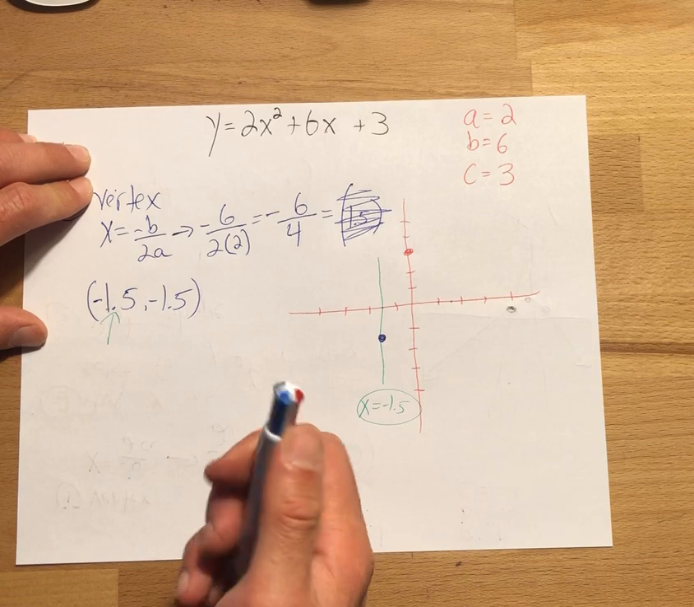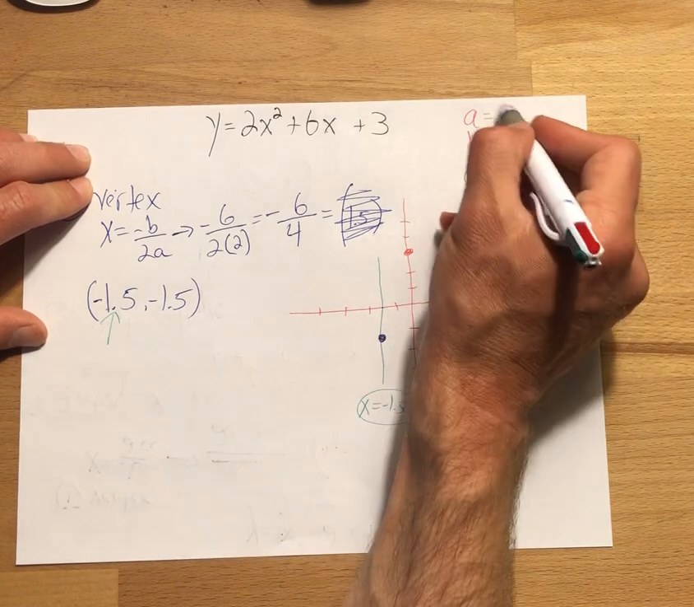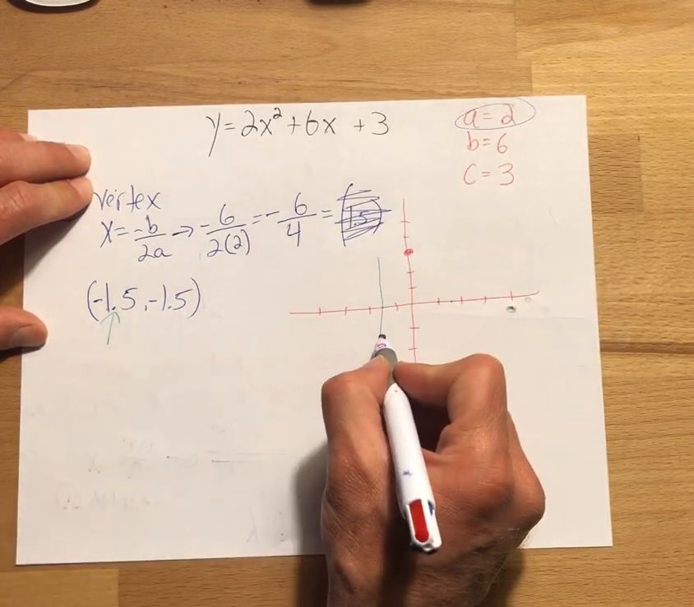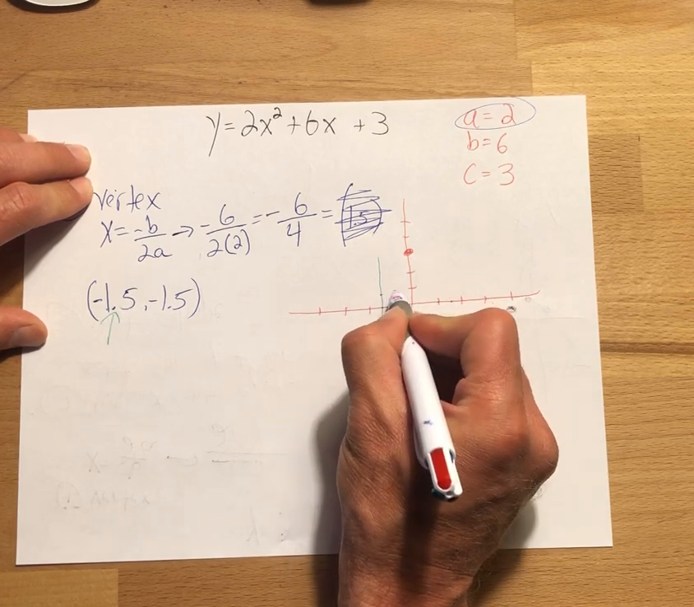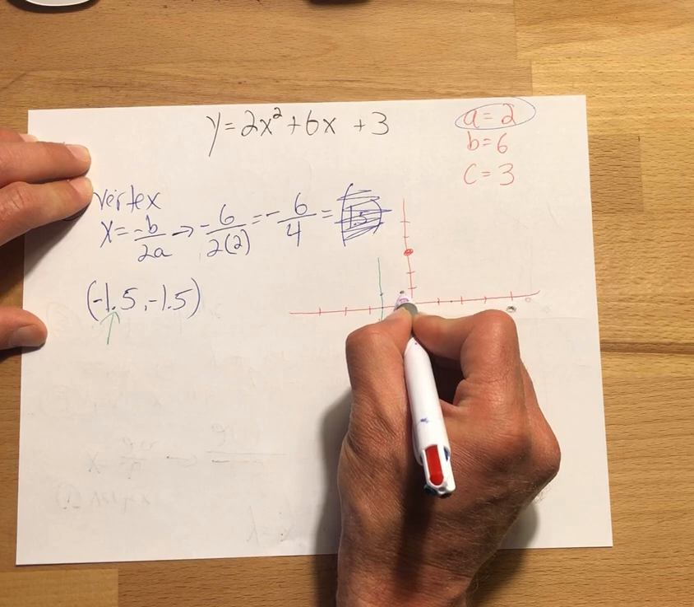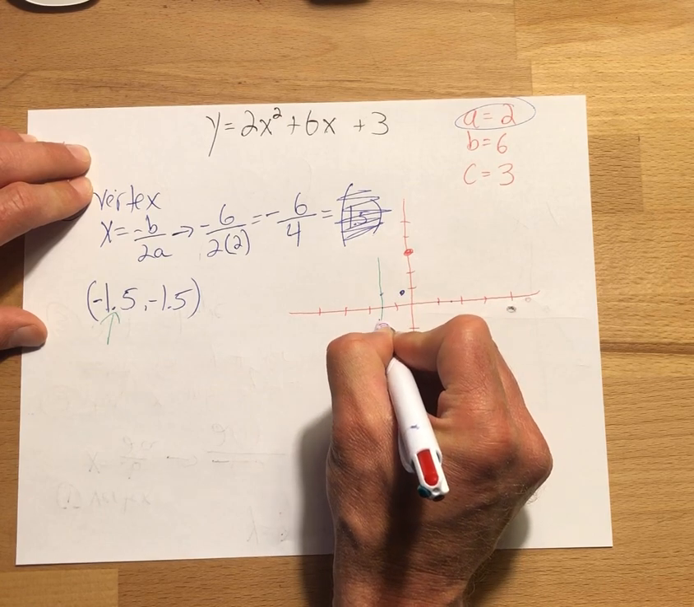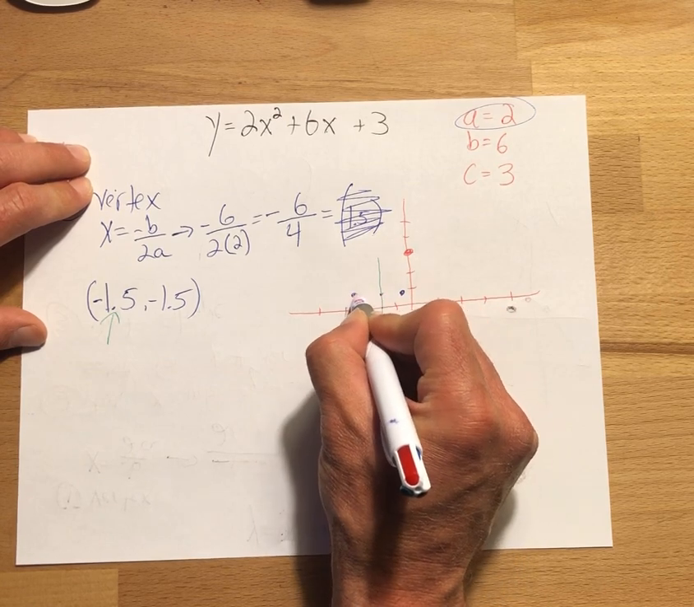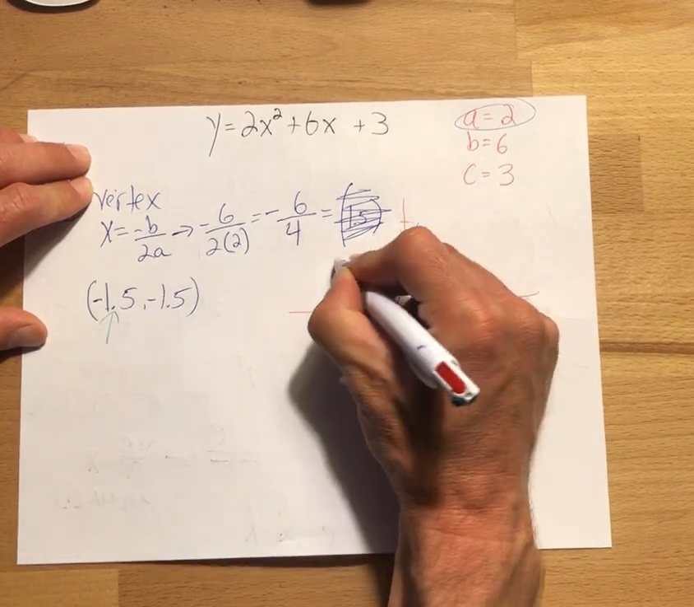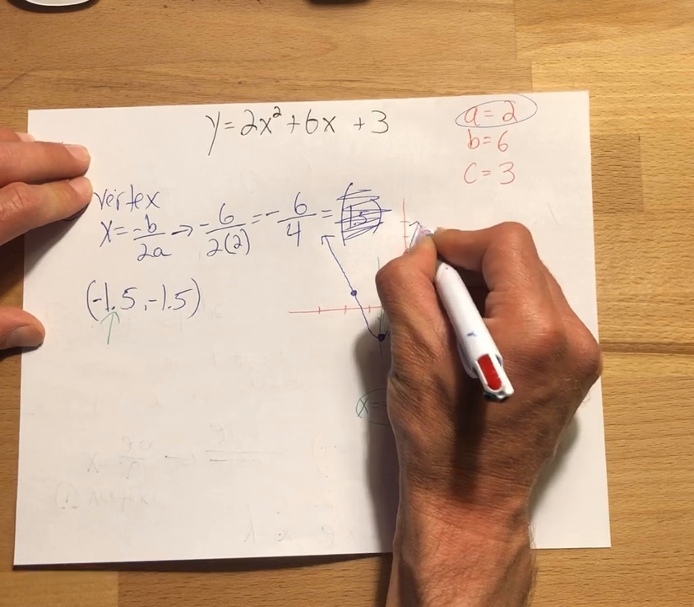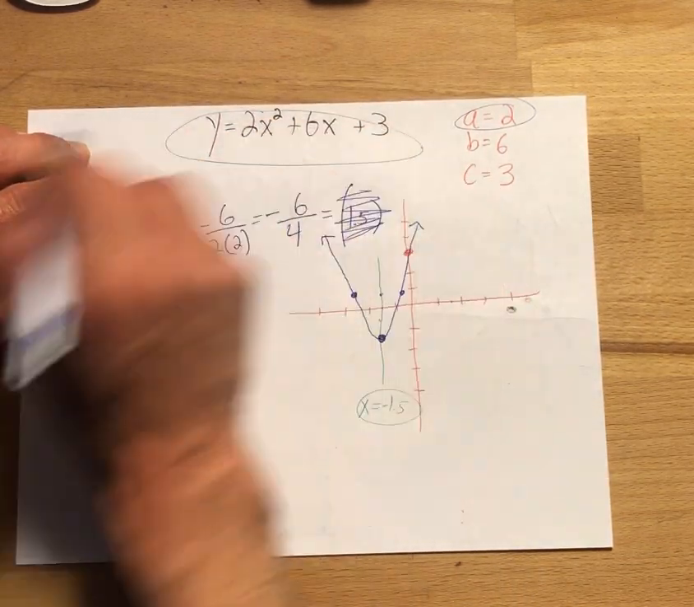Now, I'm going to plot my shape. What's my shape? 2. So from the vertex, I'm going to go up 1, 2, and then over 1. Initially, up 1, 2, and then over 1 on the other side. Connect it, all 4 points, and this is your quadratic for this example right here.